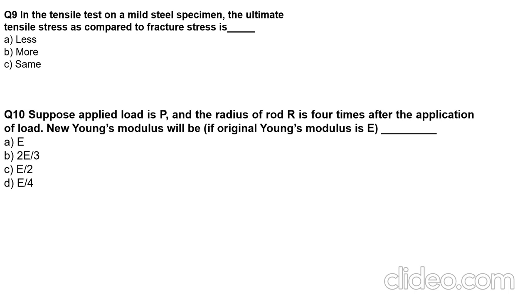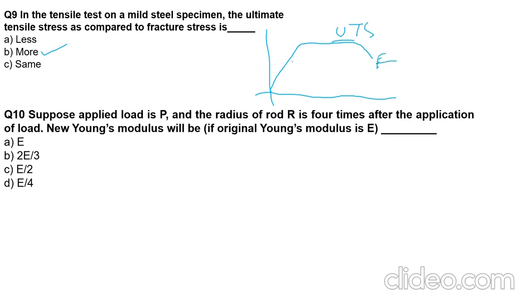It's B, right? The ultimate tensile stress will be more. Why? Because once it undergoes a fracture, the stresses are released, and that stress release causes a decrease in stress. So this is your fracture point, while your ultimate is somewhere here. This is your ultimate tensile stress, while this is your fracture stress.